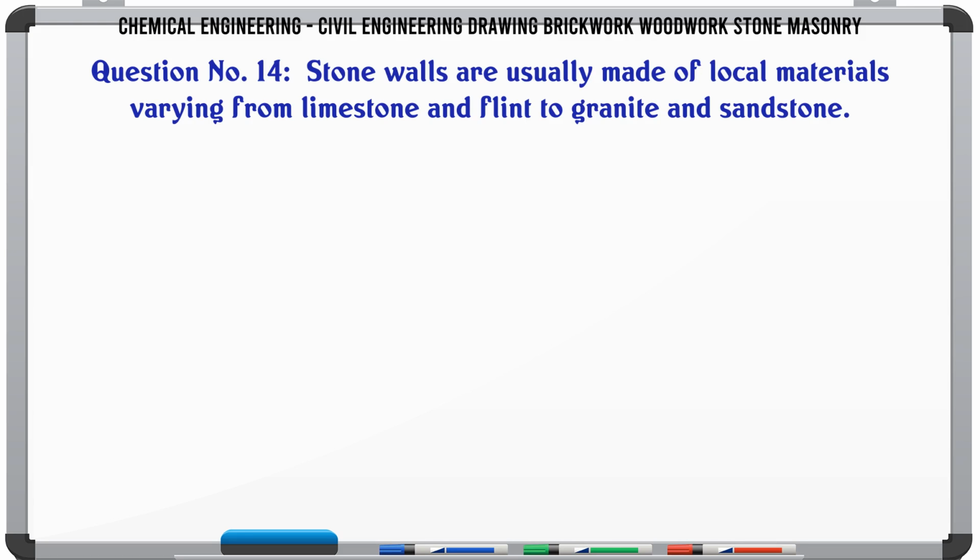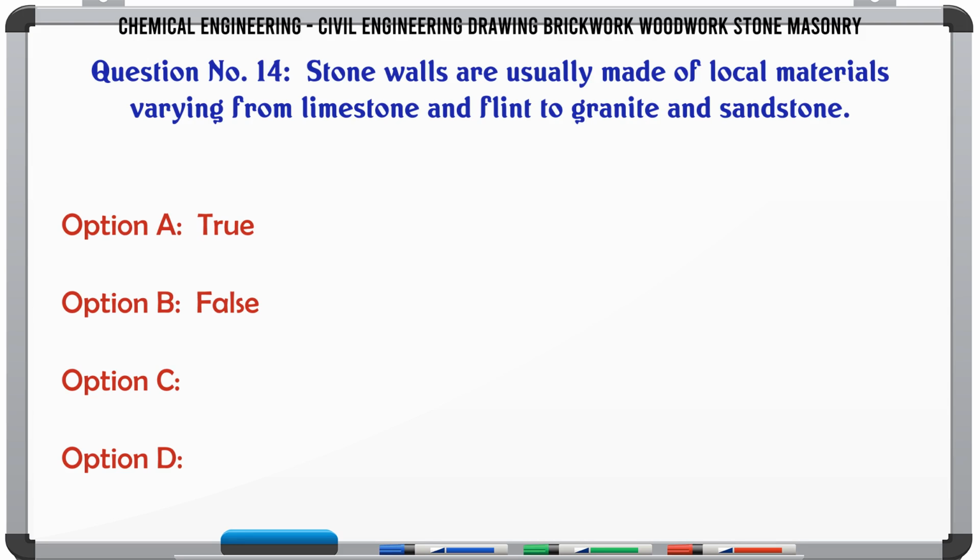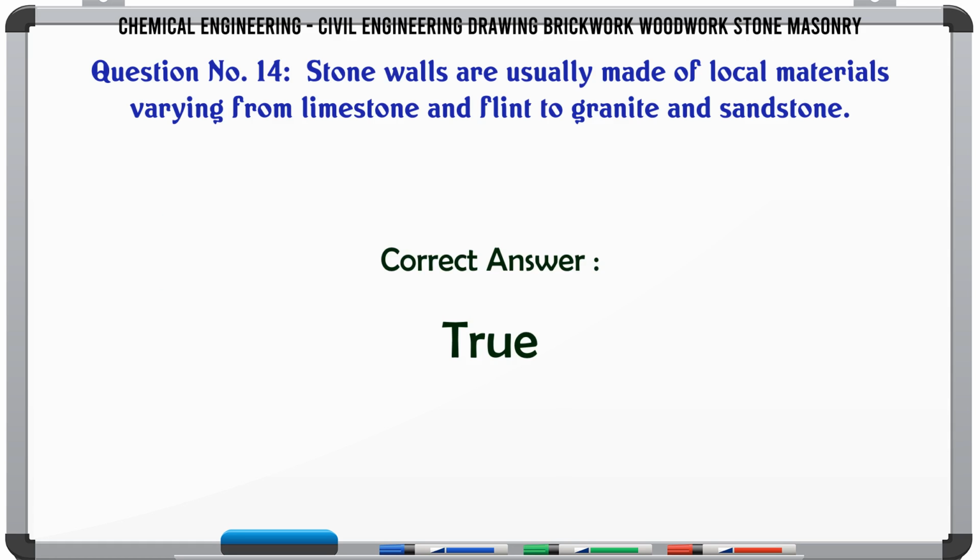Stone walls are usually made of local materials varying from limestone and flint to granite and sandstone. A. True. B. False. The correct answer is true.